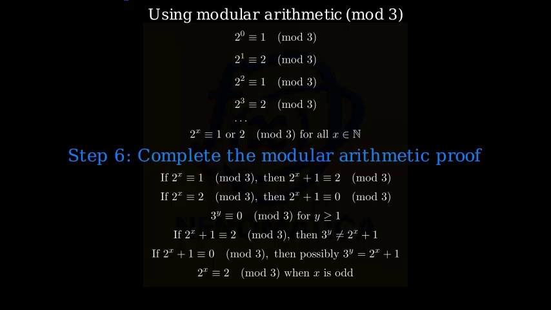Now, let's look at powers of 3. Every power of 3 is divisible by 3, except for 3 to the power of 0, which equals 1. So for our equation 3 to the power of y equals 2 to the power of x plus 1 to be true, if 2 to the power of x plus 1 leaves remainder 2 when divided by 3, it cannot equal any power of 3, since powers of 3 leave remainder 0 or 1. If 2 to the power of x plus 1 leaves remainder 0, then it's divisible by 3, which means it could potentially equal a power of 3. This happens when 2 to the power of x leaves remainder 2, which occurs when x is odd.